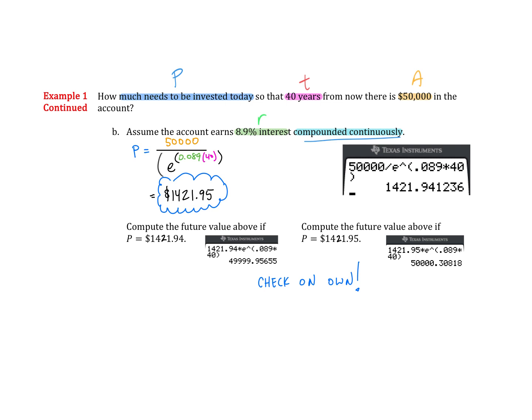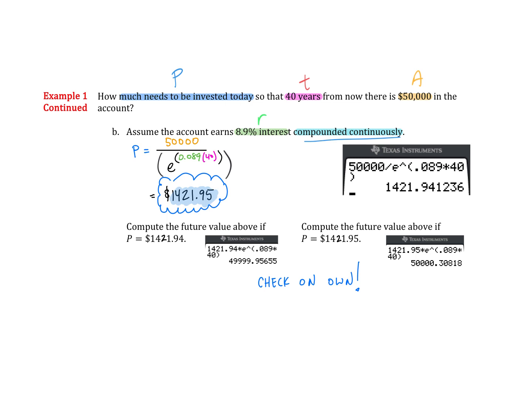When you are doing this, put parentheses around that entire denominator, all right? And double check that you are in fact getting $1,421, and again, rounding up to 95 cents.